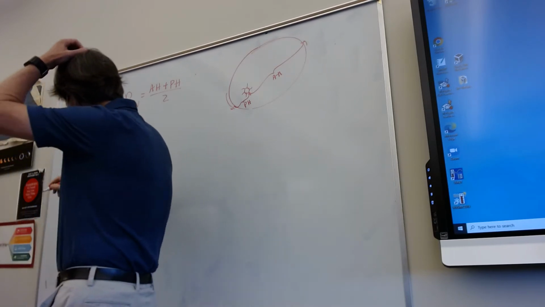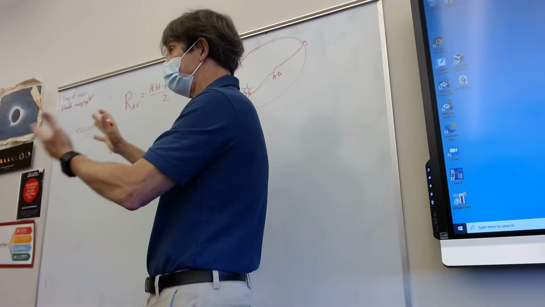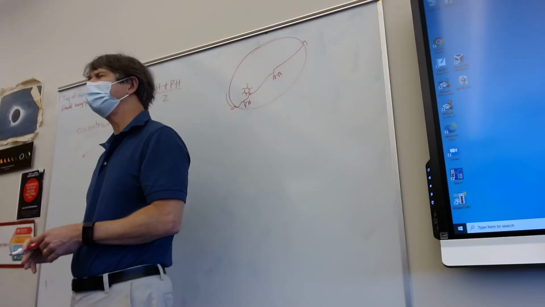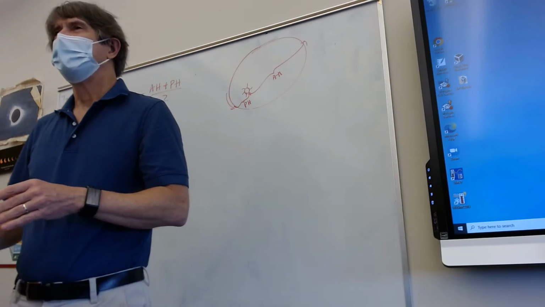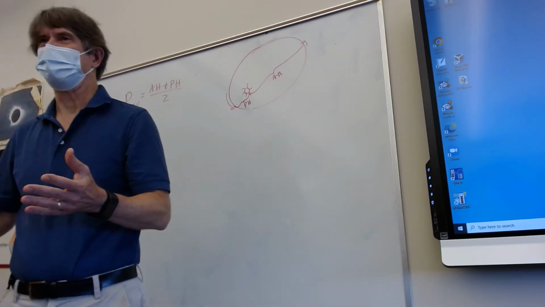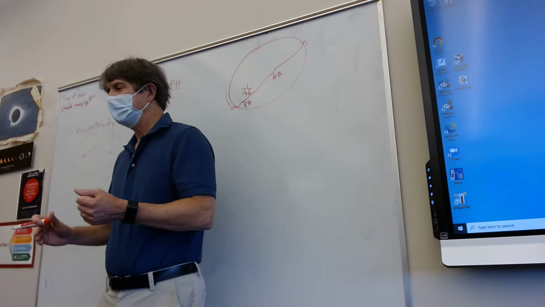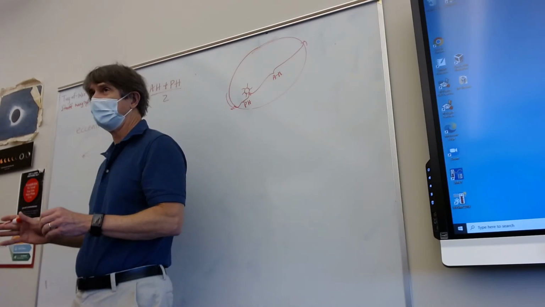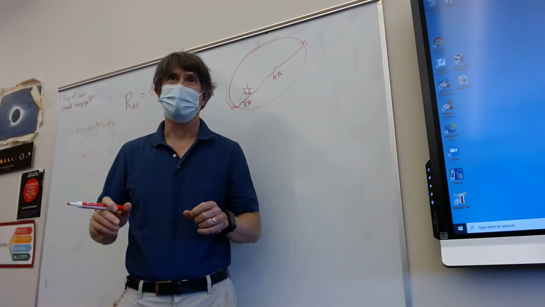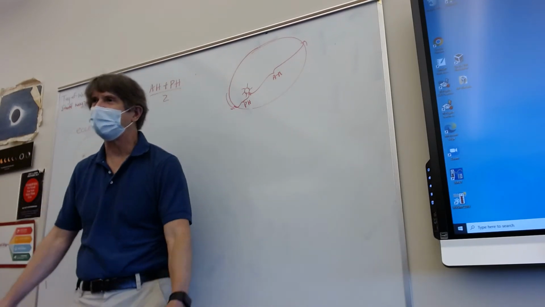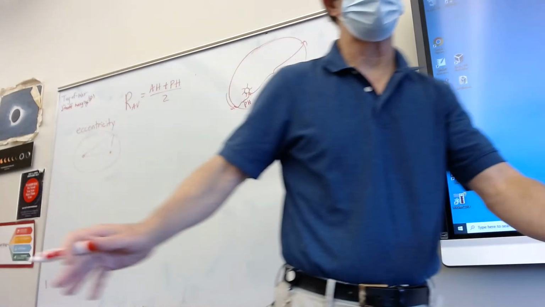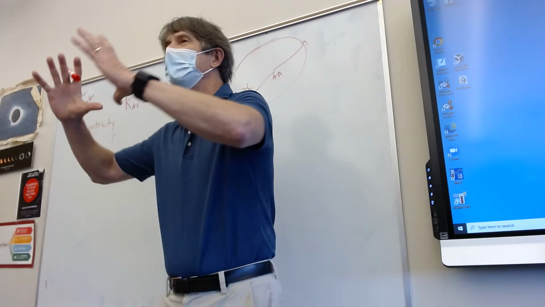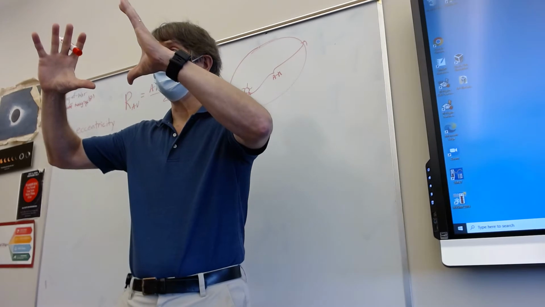Eccentric means off center. Finish this word analogy: circle is to ellipse as square is to rectangle? Got it. There, you nailed it. Did everybody get that? A circle is a special case of an ellipse.